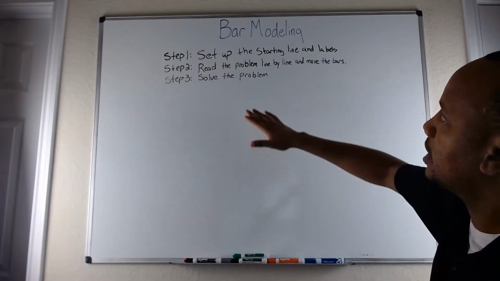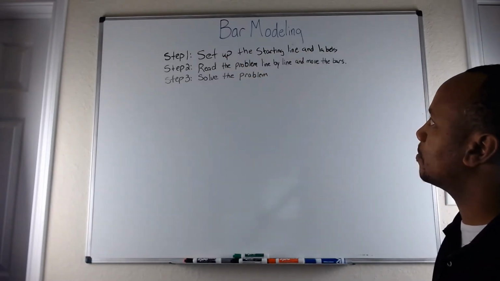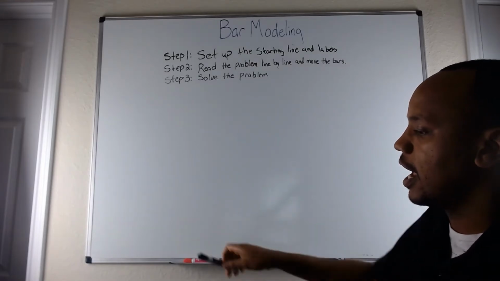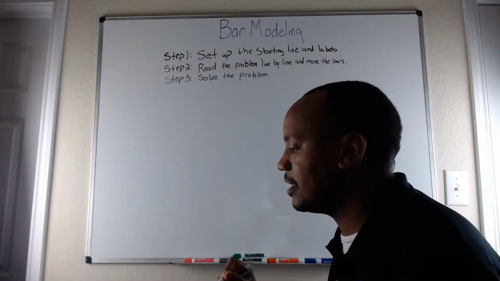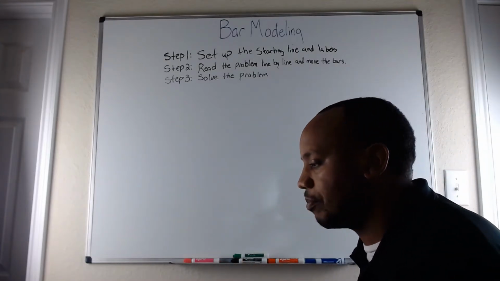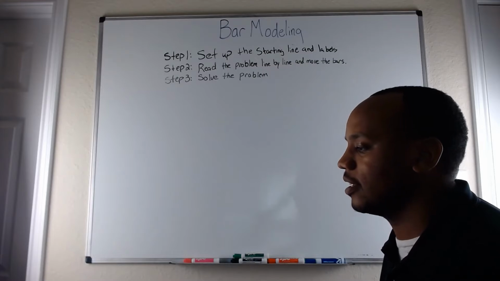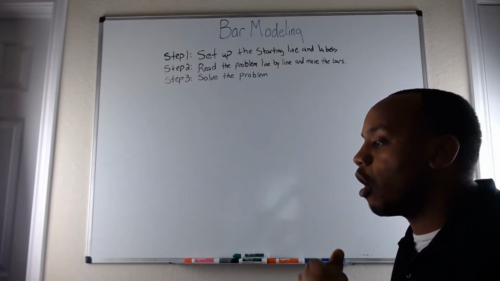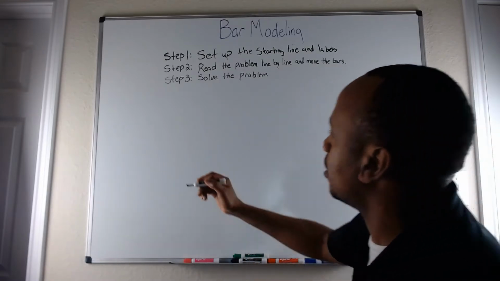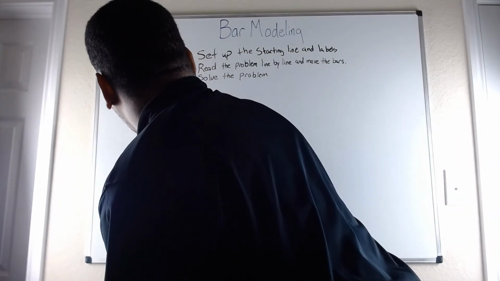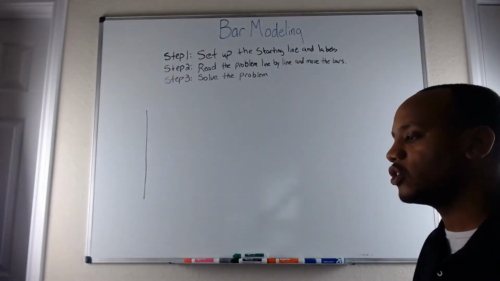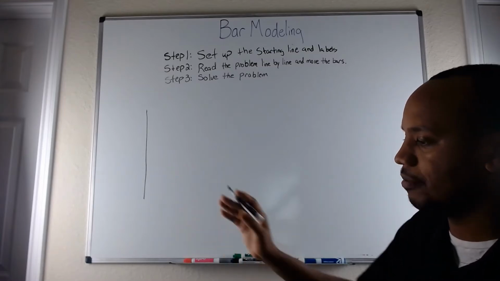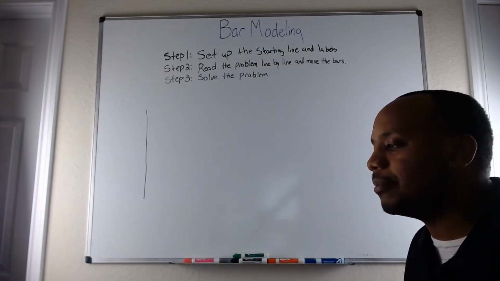Step one of bar modeling, I set up the starting line and the labels. In my problem, I had Beyonce's ticket price, Taylor Swift's ticket price, and Rihanna's ticket price. So it's three different parties in this problem, and I need a bar for each one of them. So I'll set up my starting line. Mr. Trahan, what's your starting line? Your starting line is where all the bars are going to start. It's normally on the left. Now you're also going to put the labels on there.